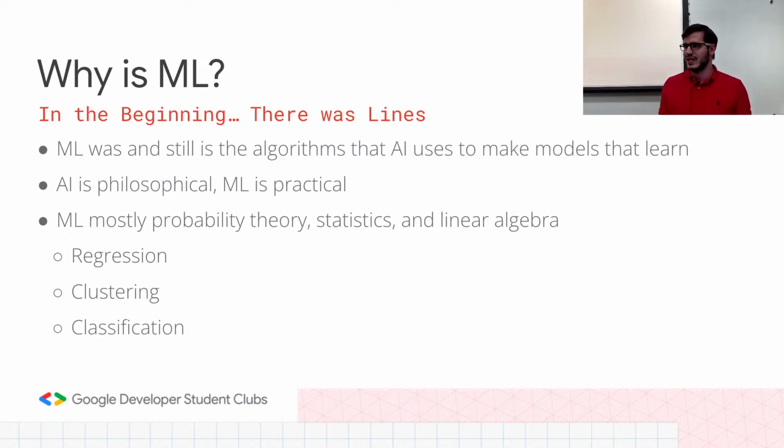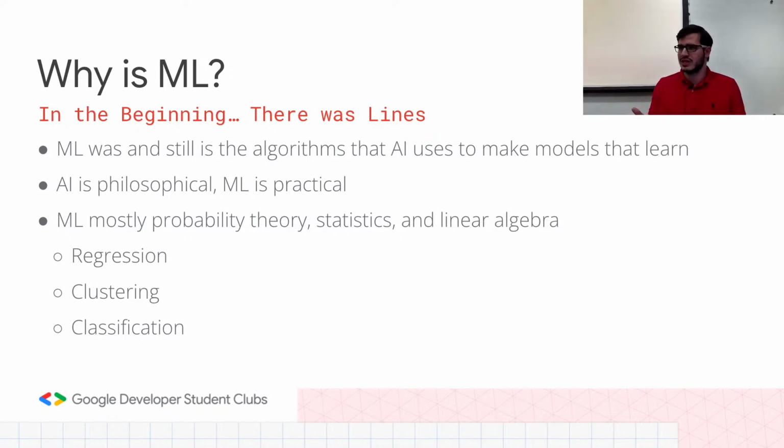When AI was first created, it was just an easy way to make a line of best fit through a graph of data. So ML was and still is the algorithms that AI used and uses to make the models learn. And the models here are the computer brains that I was talking about in the previous slide. So AI is philosophical. When you search up AI on Google, you'll see a lot of people saying, oh, we're close to artificial general intelligence taking over the world. But ML is more practical than that.